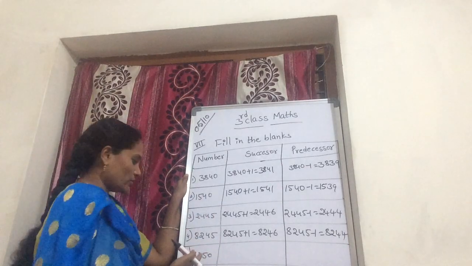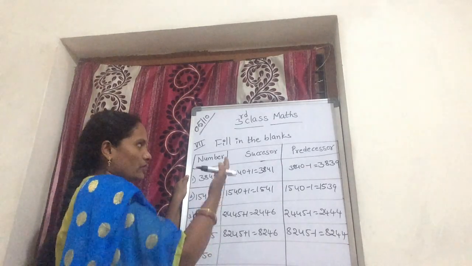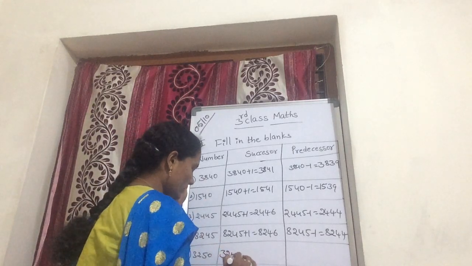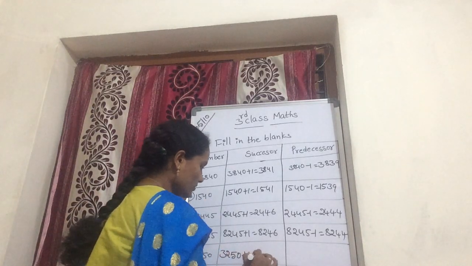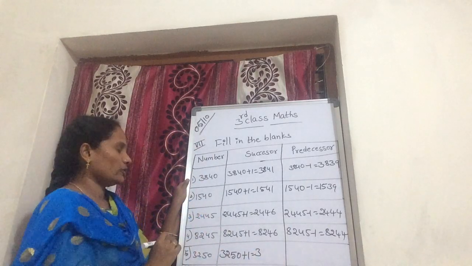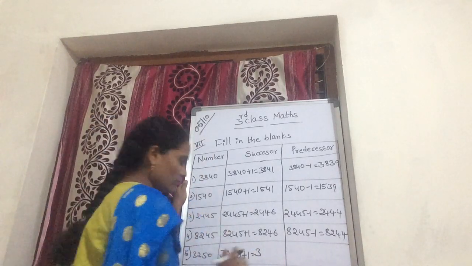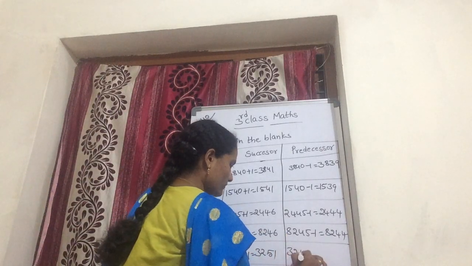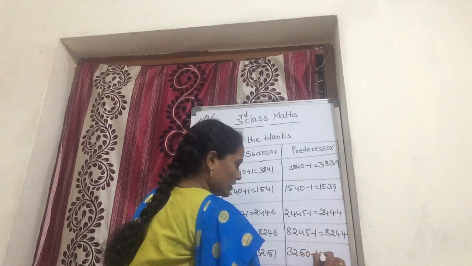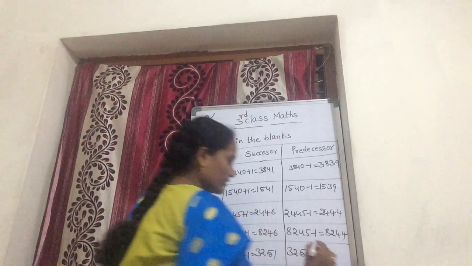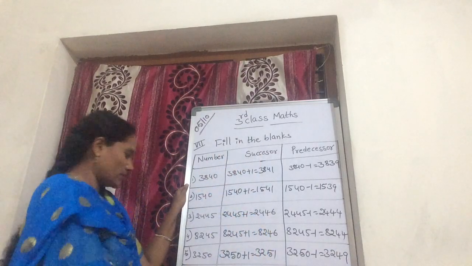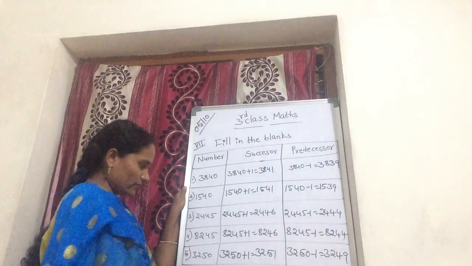Now next, 3250. First you should write successor. 3250 plus 1. Which number did you get? You add plus 1. 3251. Next, 3250 minus 1. What is our predecessor? 3249.